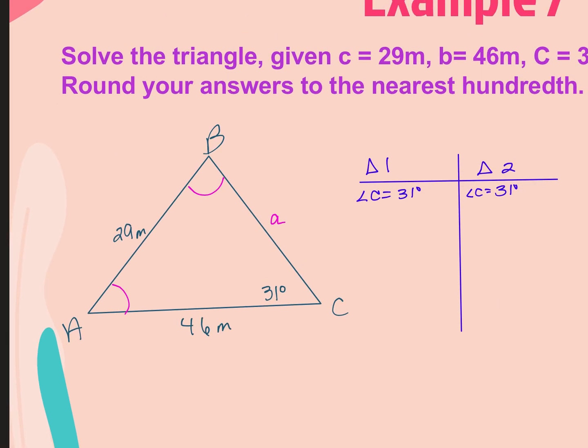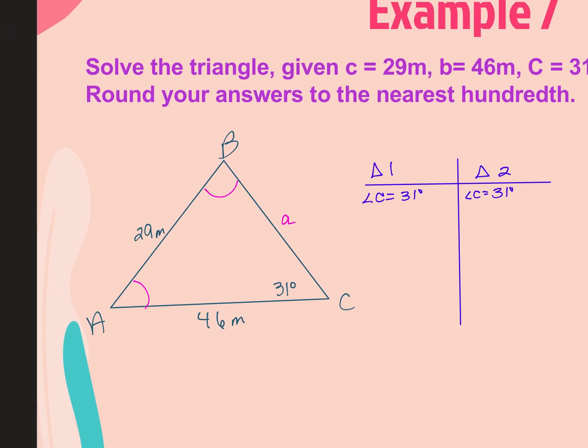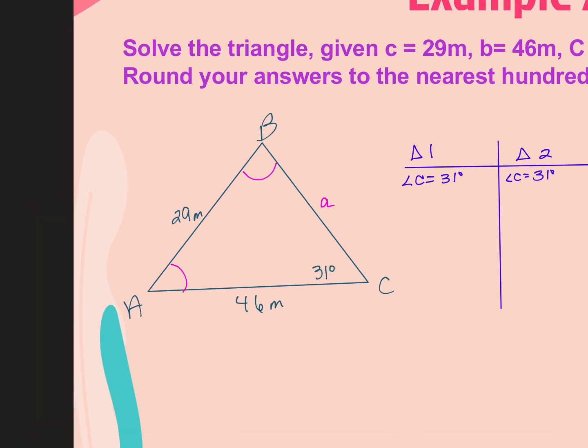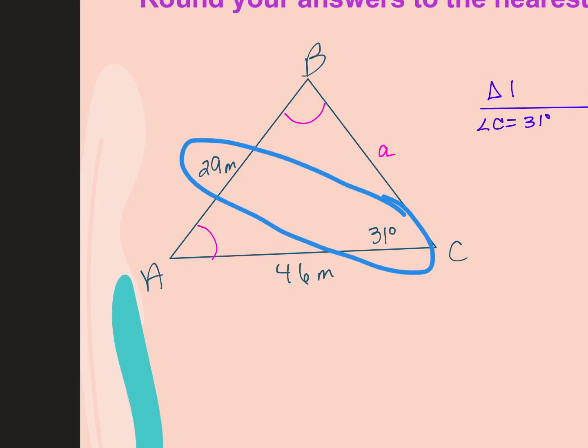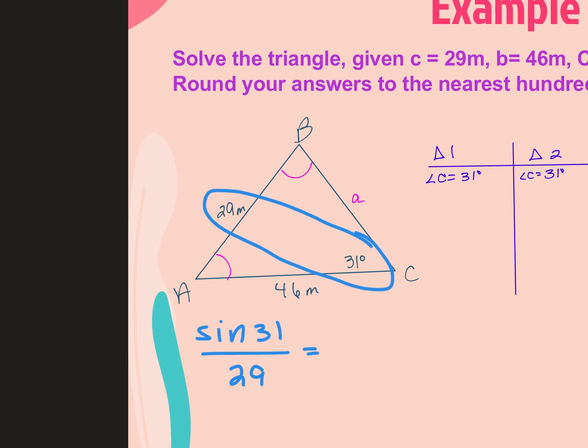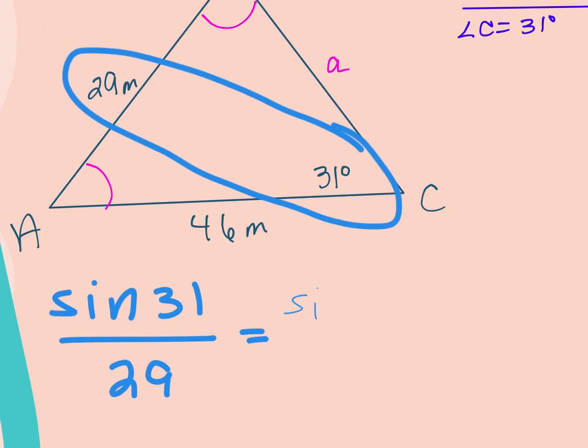I know that C is 31 degrees. So do I have, guys, an angle measure and its corresponding side length? Yes, right here. So I'm going to use this as my law of sines proportion. I'm going to say the sine of 31 over 29 equals, and then what am I going to find? B. I have to find B because I know what side b is. So I'm going to say sine of B over 46.